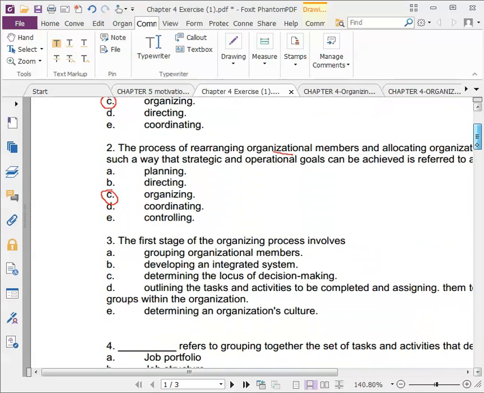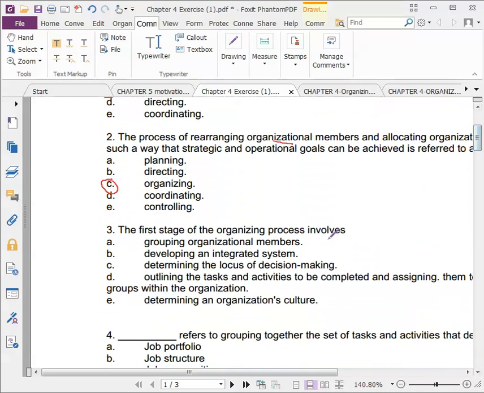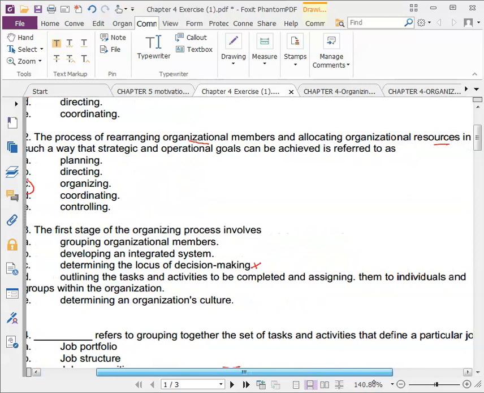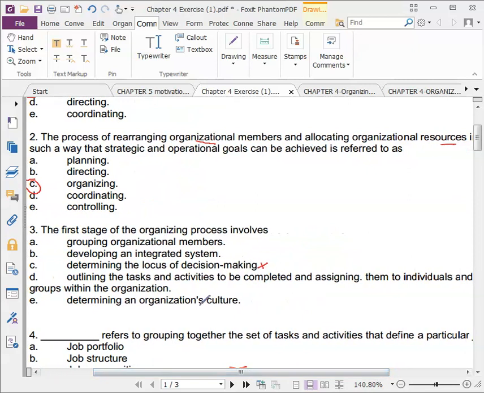So number 3, the first stage of the organizing process involves, okay. First stage of the organizing process. Apa yang pertama sekali yang kena buat? Grouping the organizational members, developing an integrated system, determine the locus of decision making. Ini chapter 3. Outlining the tasks and activities to be completed and assigning them to individuals and groups within the organization, determining an organizational culture. Salah. So which one is the correct answer?